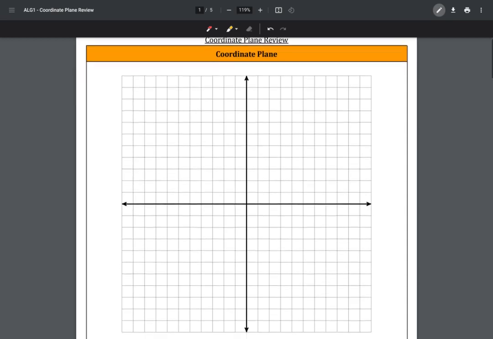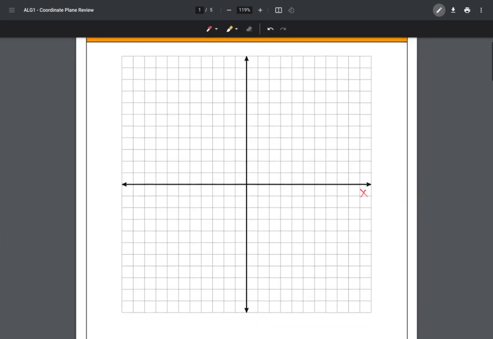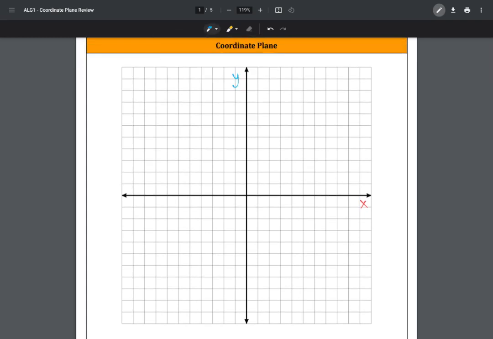Now, in the coordinate plane, there's a couple of things we want to identify first. We have this horizontal axis, which runs from left to right. This axis is called the x-axis. Then we also have an axis that runs up and down. This is our vertical axis. And our vertical axis is called the y-axis.